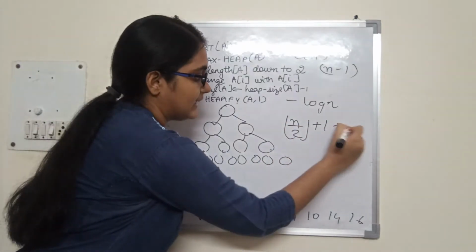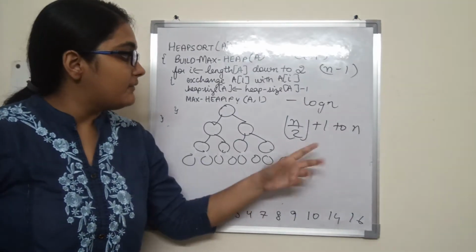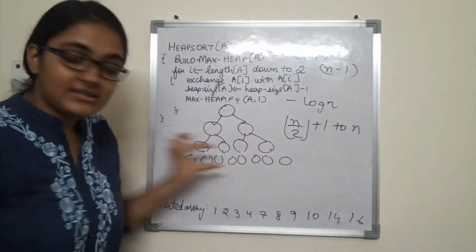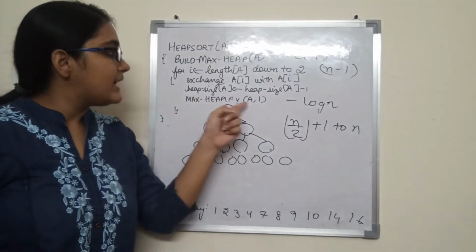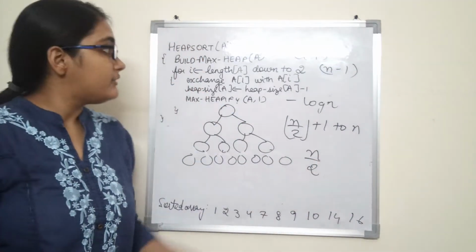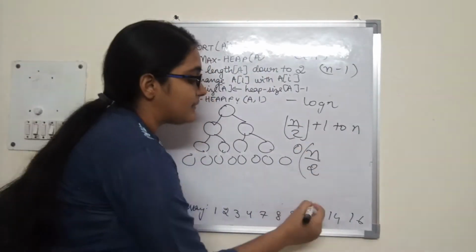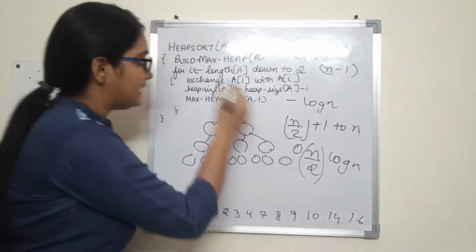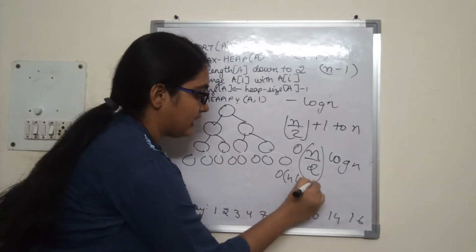Let us say that in the worst case we have a complete binary tree. Then we have almost n by 2 leaves, and before these n by 2 leaves are deleted, the height remains the same, that is log n. So for the first n by 2 iterations of the for loop, the time taken by max heapify is log n. Alright, so the time taken by this loop, or by heap sort, is order of n log n, right?